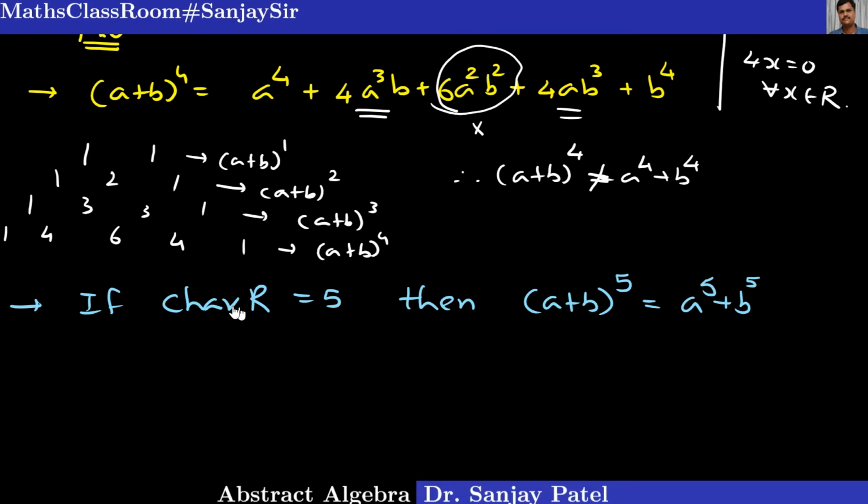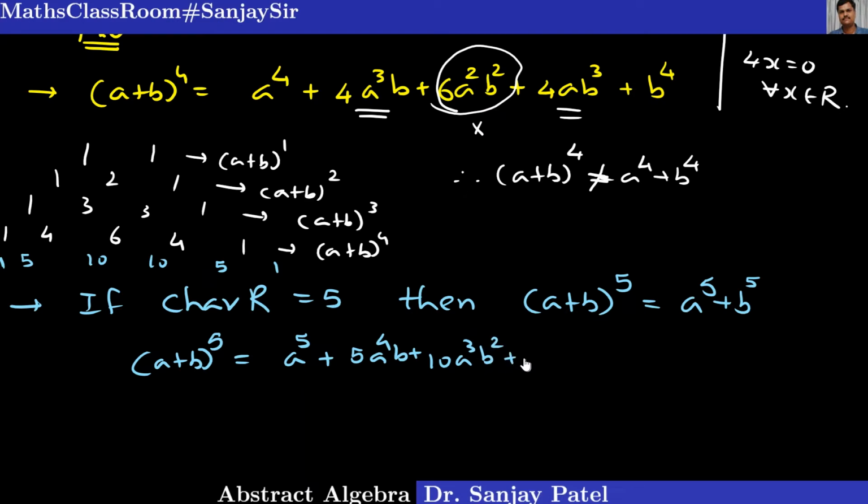Because I can prove it immediately here. The expansion of (a plus b) raised to 5, if you are interested, you can write like this: a raised to 5. Just use this to write the next step. This will be 5, 10, 10, 5 and 1, and 1 is also here. So I can write this expansion as 5 times a raised to 4 b plus 10 times a cube into b square plus 10 times a square into b cube plus 5 times a into b raised to 4 and finally b raised to 5.